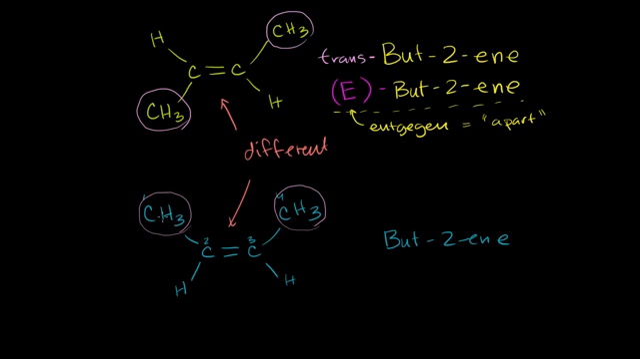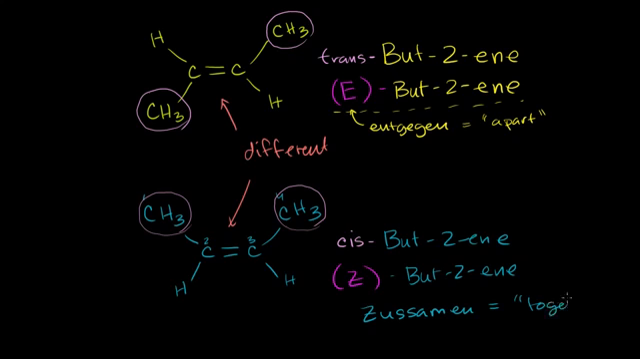Now, in this situation where our functional groups are on the same side, you could call this cis-butene. Cis, I believe, comes from the Latin for together. Or you could call it Z, Z-butene. And you could imagine this Z comes from the German for together, and it stands for zusammen. Zusammen, which is German for together.